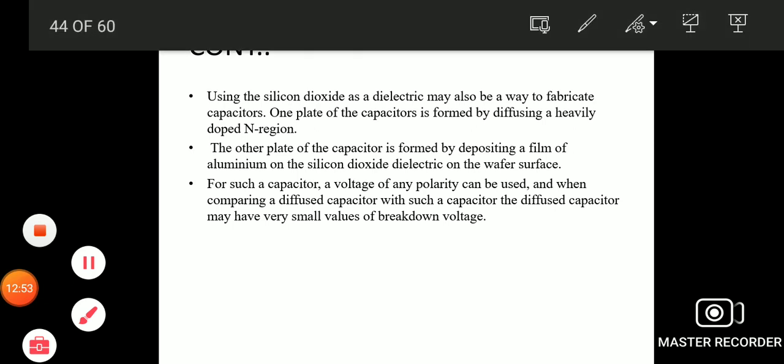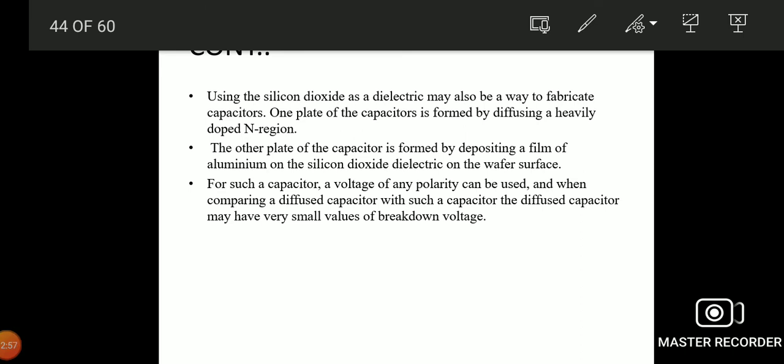Now, in this lecture, we completed the study of the monolithic diodes, monolithic capacitance and monolithic resistance fabrication methods.